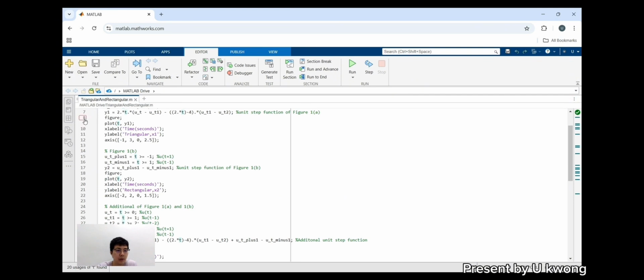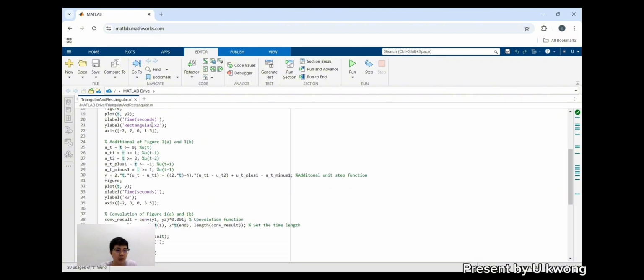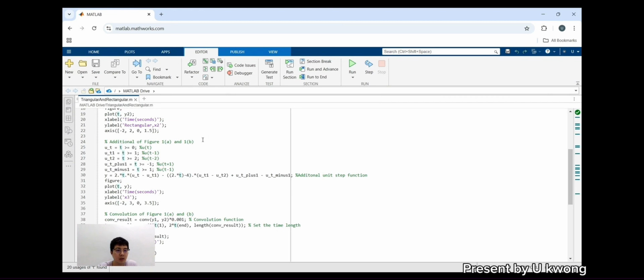From row 8 until 12 is the function to plot the graph. Same as figure 1b, we set a variable, for example ut plus 1 is the time more than -1, and then y2 is the unit step function of figure 1b. Same as above, row 19 until row 22 is the function to plot the graph. From row 24 until row 35 is the addition function of figure 1a and also 1b. Same as before, we need to set the variable in terms of time. So this is the addition unit step function.